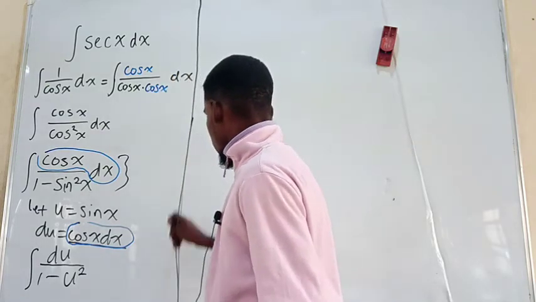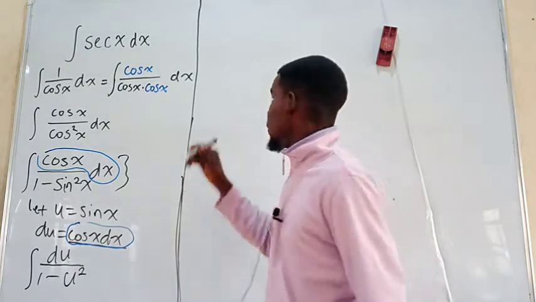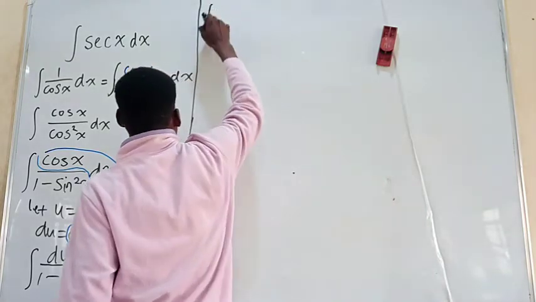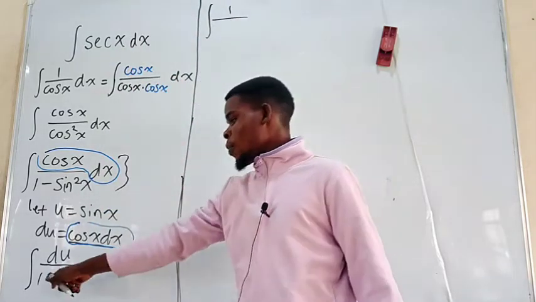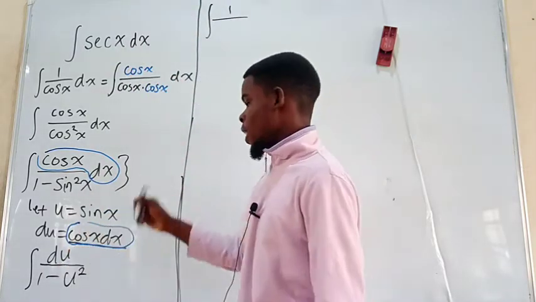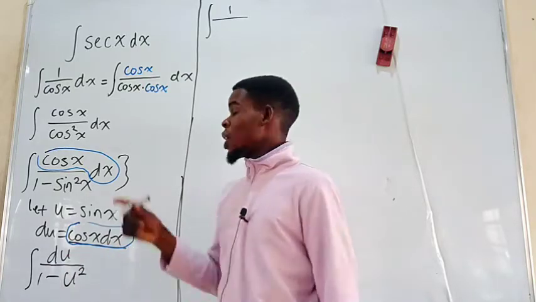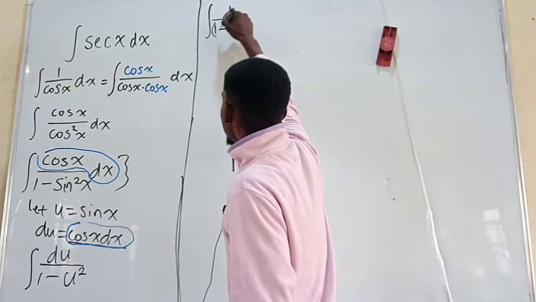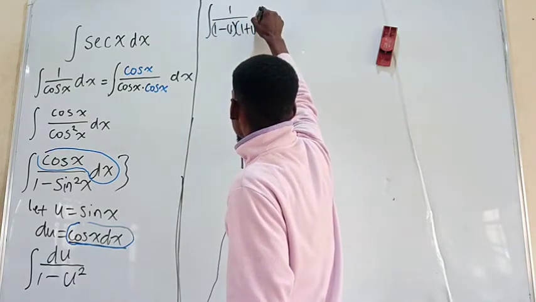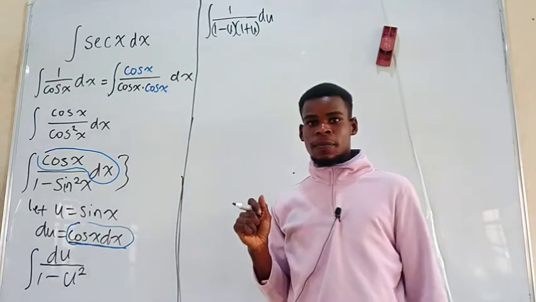Now, the next thing is that we are going to look at the factors of that denominator. Let me put it down: 1 over 1 minus u squared. We can factor this. We look at 1 as a perfect square, 1 squared is 1. So that will give us 1 minus u times 1 plus u. When we have a difference of two squares, we can factor it to get that.